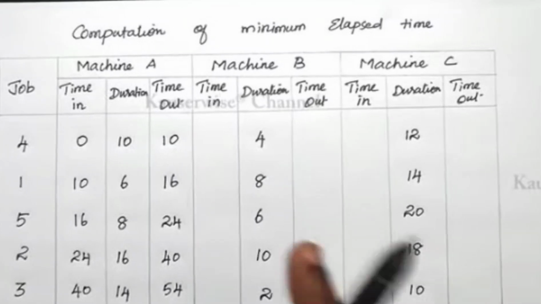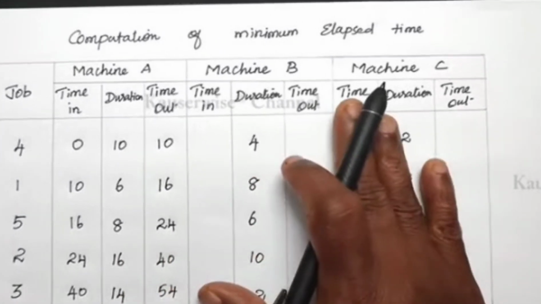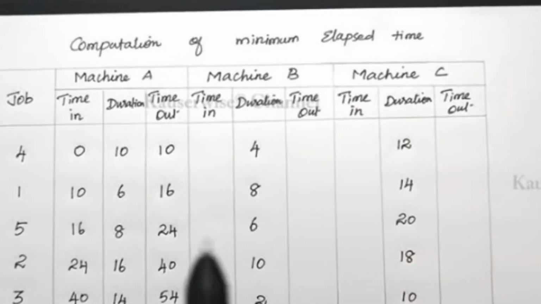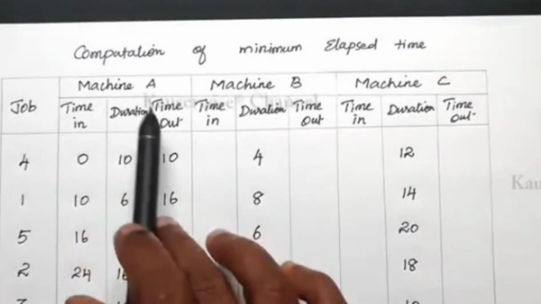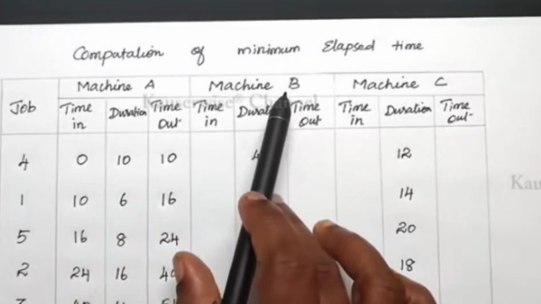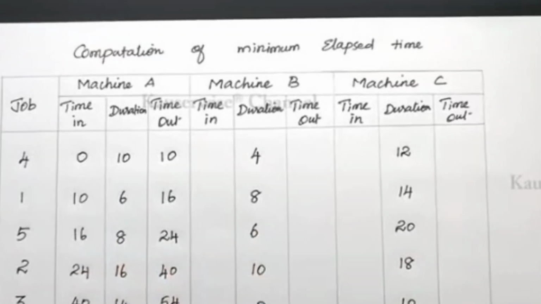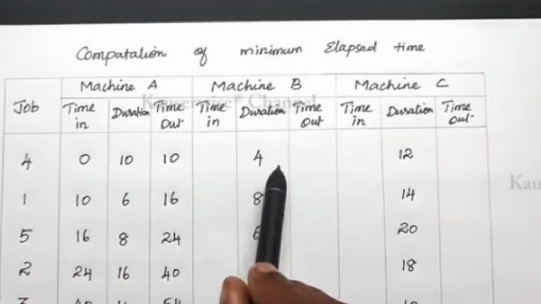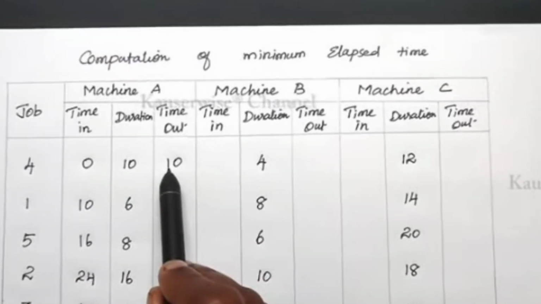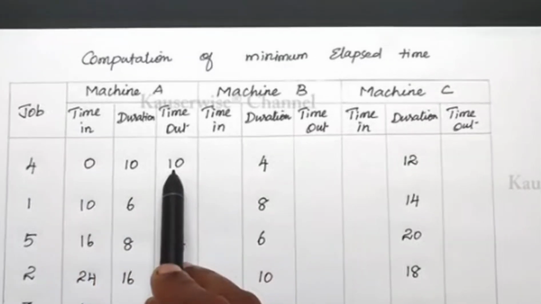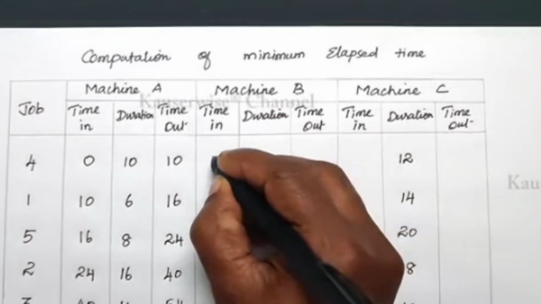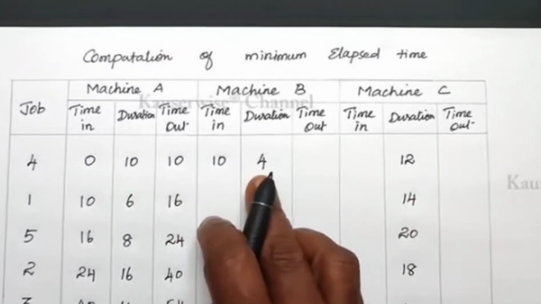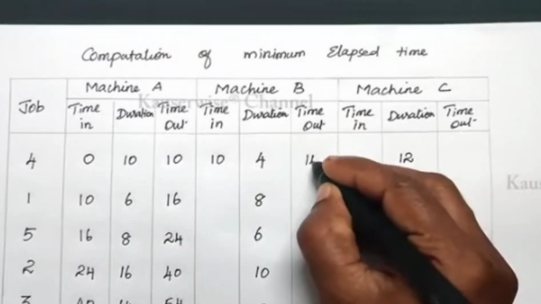Now let us see the in time and out time calculation for mission B. For that, we have to see the previous process. After completion of the previous process, mission B will take up each and every job. For the first job, the in time is 10, because after completion of this process only, the job will move on to mission B. So what is the in time? 10 is the in time plus duration 4, 14 is the out time.